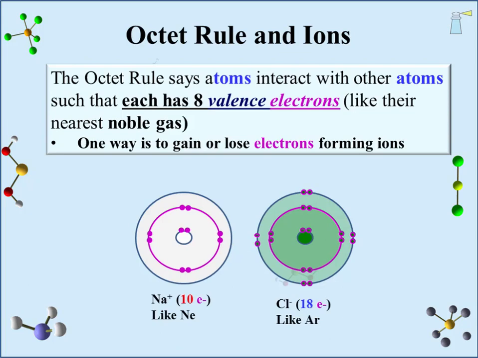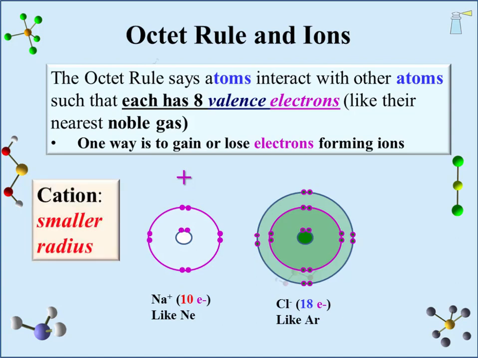Sodium now has only 10 electrons, like the noble gas neon, and the chloride has 18 electrons, like the noble gas argon. The sodium ion still has 11 positively charged protons, and will therefore have 1 more proton than electron, and adopt a positive 1 charge. Furthermore, the empty shell is not considered part of the ion. We saw this when looking at the electronic configuration of sodium. As such, the cation will have a smaller radius than its corresponding atom.